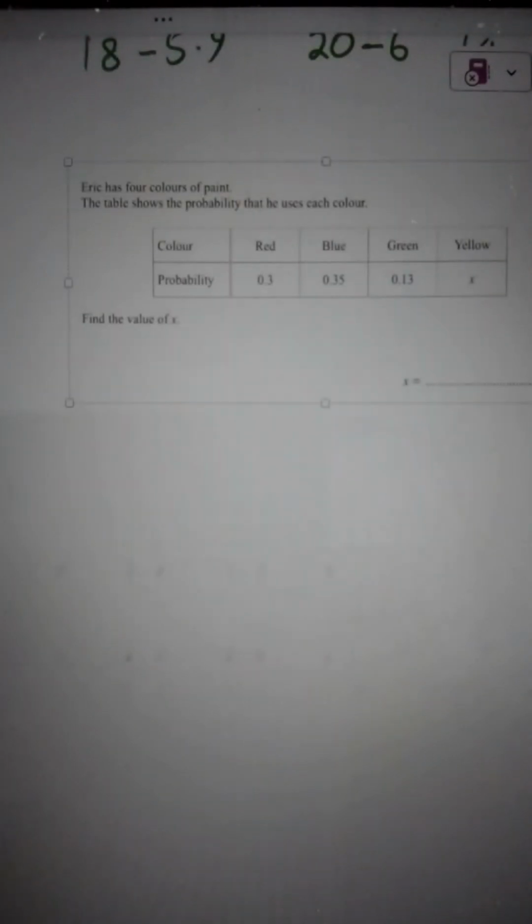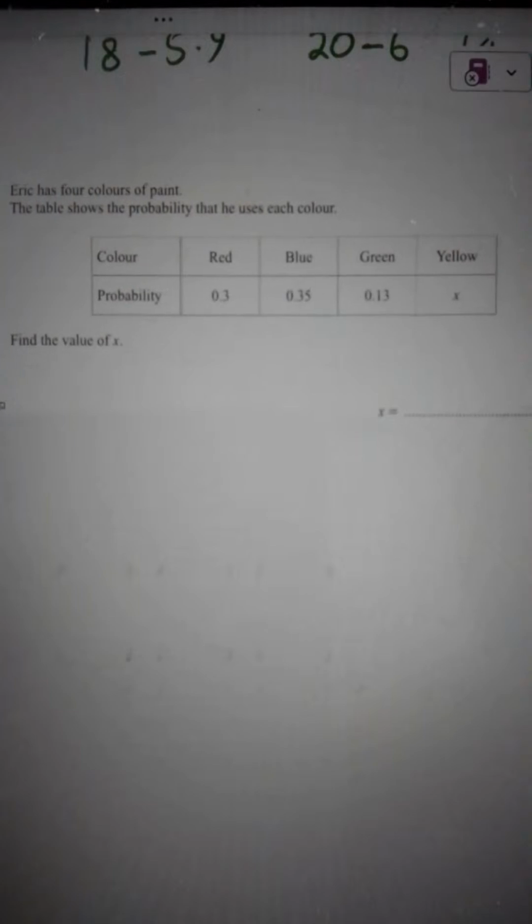So here we have a question related to probability. What is probability? Probability, we know, is the chance of occurrence of an event numerically presented.